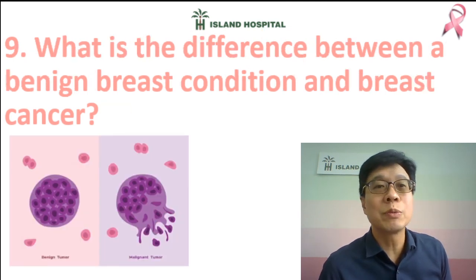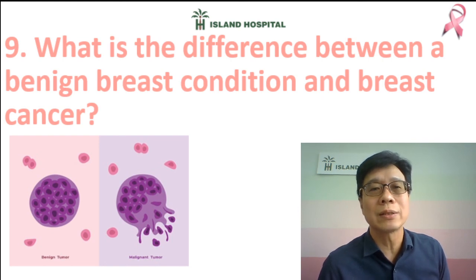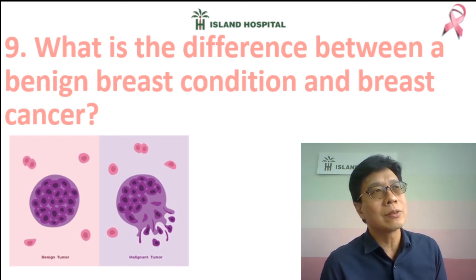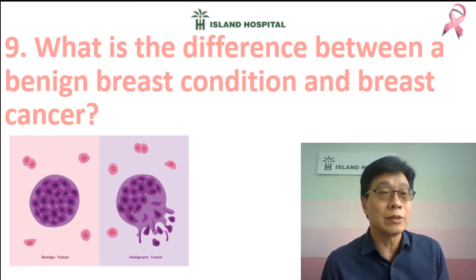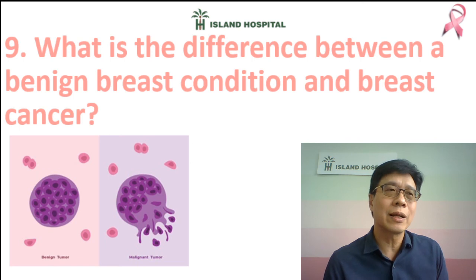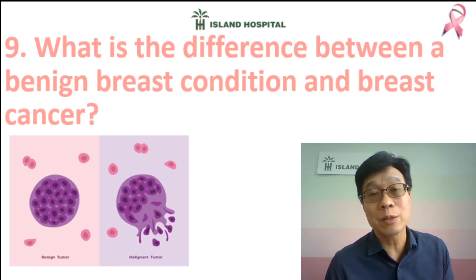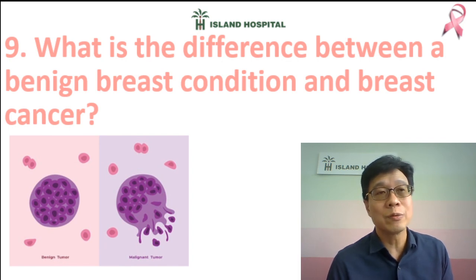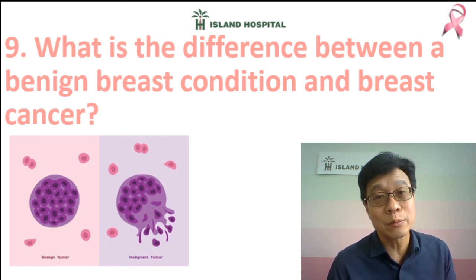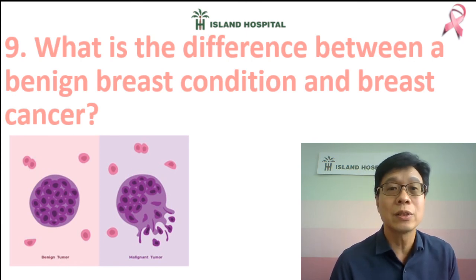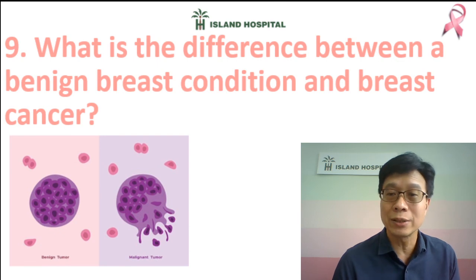What is the difference between a benign breast condition and breast cancer? A benign breast condition or benign tumor will have cells that divide in an uncontrolled manner. But the difference between that and cancer is that cancer cells can break out and spread to other parts of the body through different routes, such as the lymphatic system or the blood vessels. So benign conditions do not spread; they remain within the breast and they stay there.